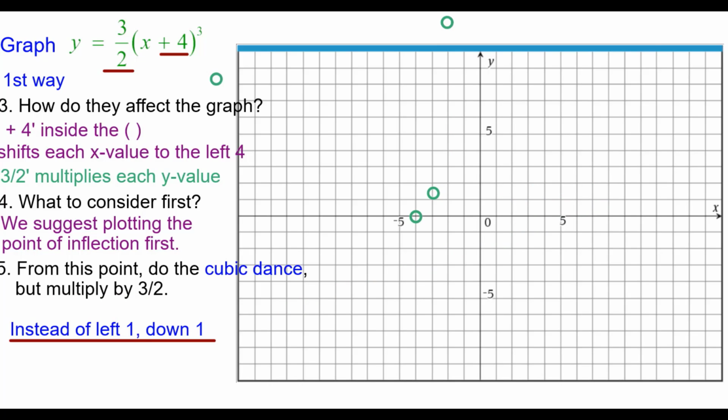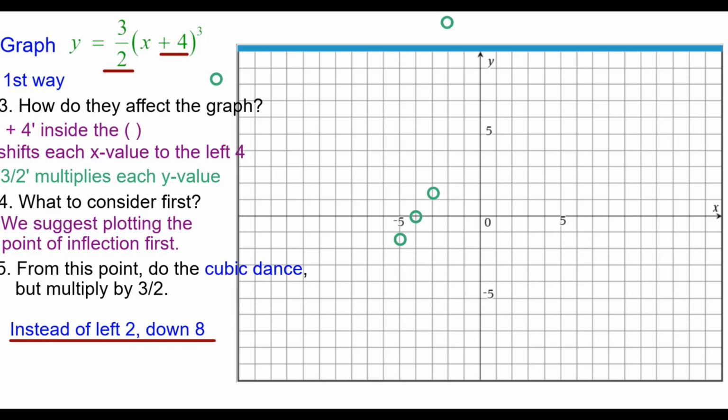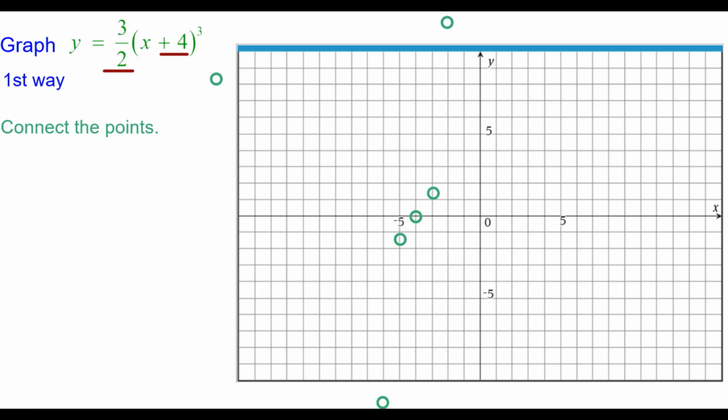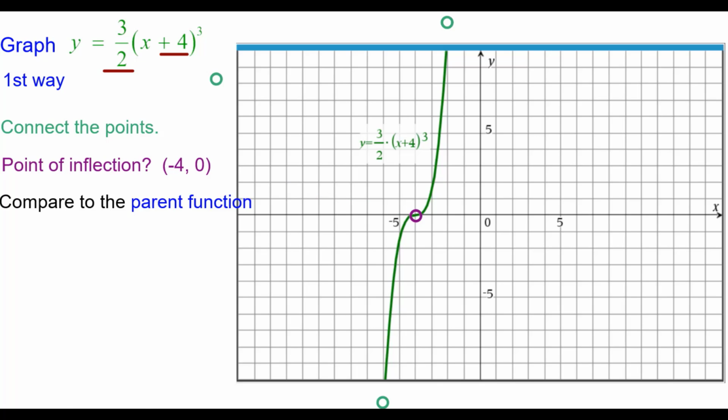Instead of left 1 down 1, it'll be left 1 down 1.5. And instead of left 2 down 8, it'll be left 2 down 12. 3/2 times -8 is -12. Connect the points to look like a cubic-looking curve. The point of inflection, -4, 0 is where it goes from concave down to concave up, and compare to the parent function.